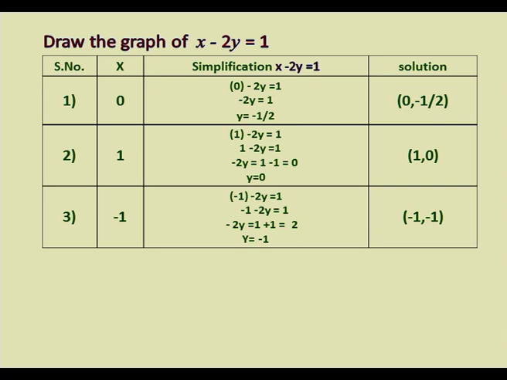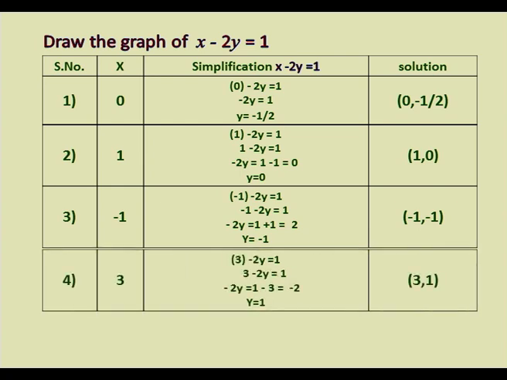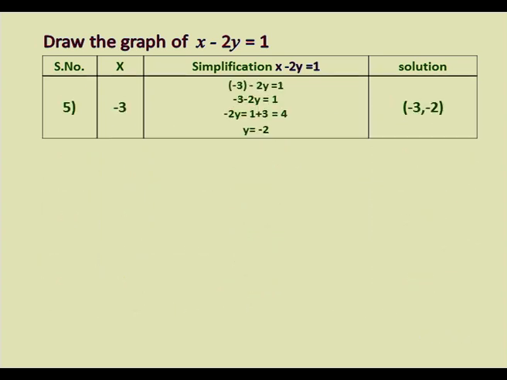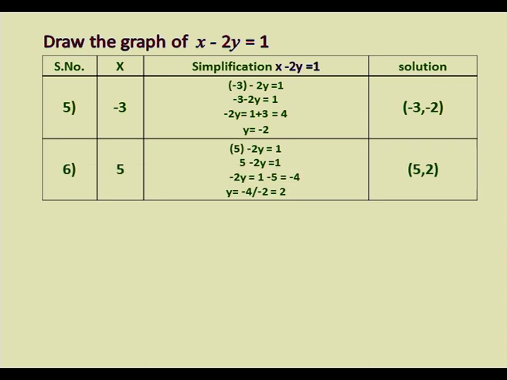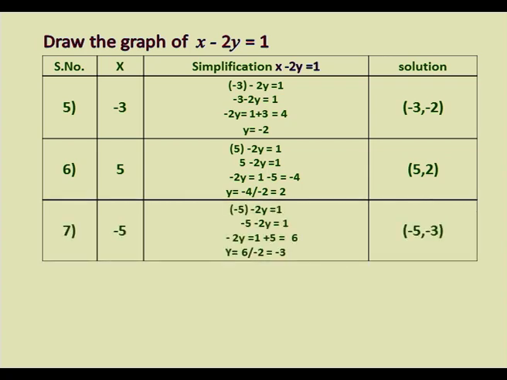If I take minus 1, what am I getting here? Minus 1 comma minus 1, the solution set. If I take 3, I got 3 comma 1, the solution set. Now, let me continue. If I take minus 3, I am getting minus 3 comma minus 2. x is equal to 5, I am getting the solution set as 5 comma 2. Are you clear, children? If I take minus 5, the solution set is minus 5 comma minus 3. Now, all these, still more I can solve. Let me take here the 7 points.